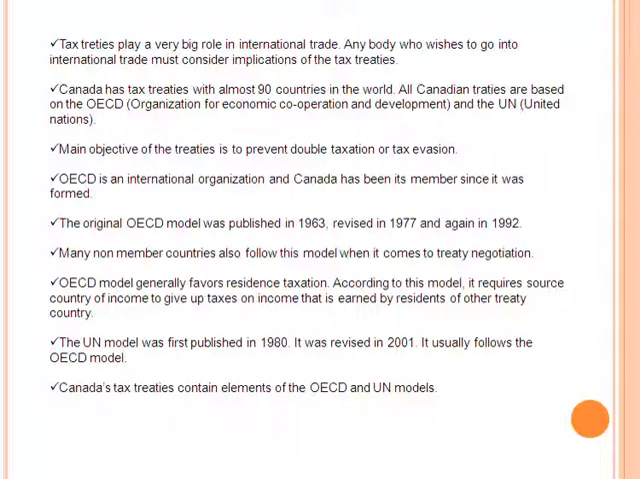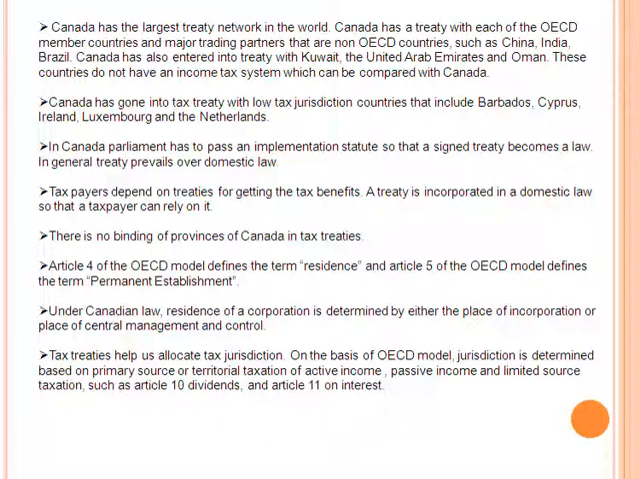OECD model generally favors residence taxation. According to this model, it requires source country of income to give up taxes on income that is earned by residents of other treaty country. The UN model was first published in 1980. It was revised in 2001. It usually follows the OECD model. Canada's tax treaties contain elements of the OECD and UN models.